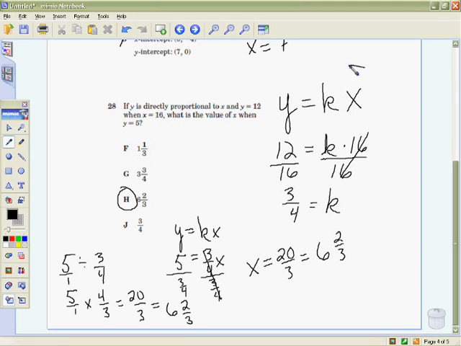You have to remember here y equals kx. So again, those key words are directly proportional. If you see directly, varies directly, directly proportional, remember to use y equals kx.